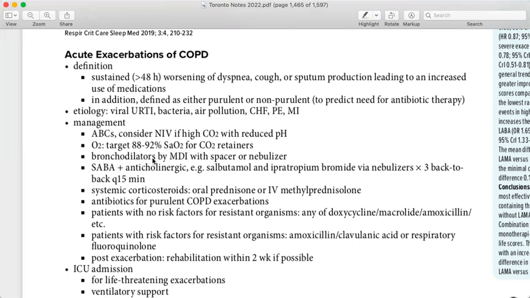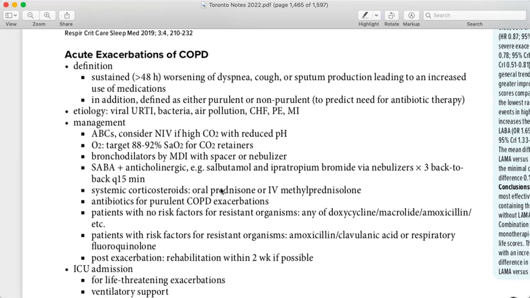Then coming to the bronchodilators, by metered-dose inhaler with the spacer and nebulizer. So you are going to give that one. Then SABA plus anticholinergic via nebulizers, three back to back every 15 minutes. So you have to give 3 times. If they ask one time is given, what are you going to do next? Repeat. If 2 times has been given, what are you going to do next? Then repeat again. So 3 times should be given. Then moving on to the next one.